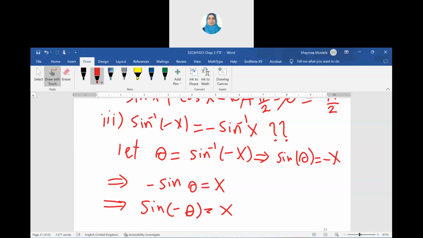Okay, now what can we conclude from sine of minus theta equal to x? What can you understand from this relation? Sine of minus theta equal to x.